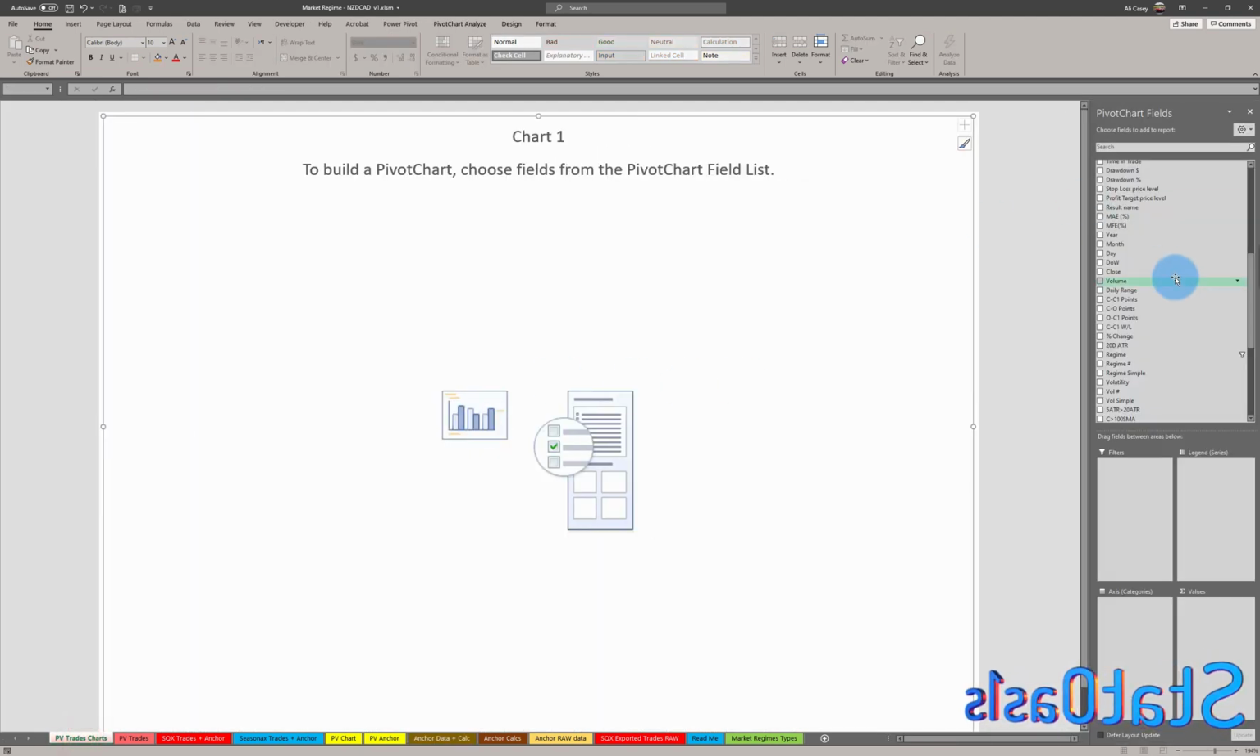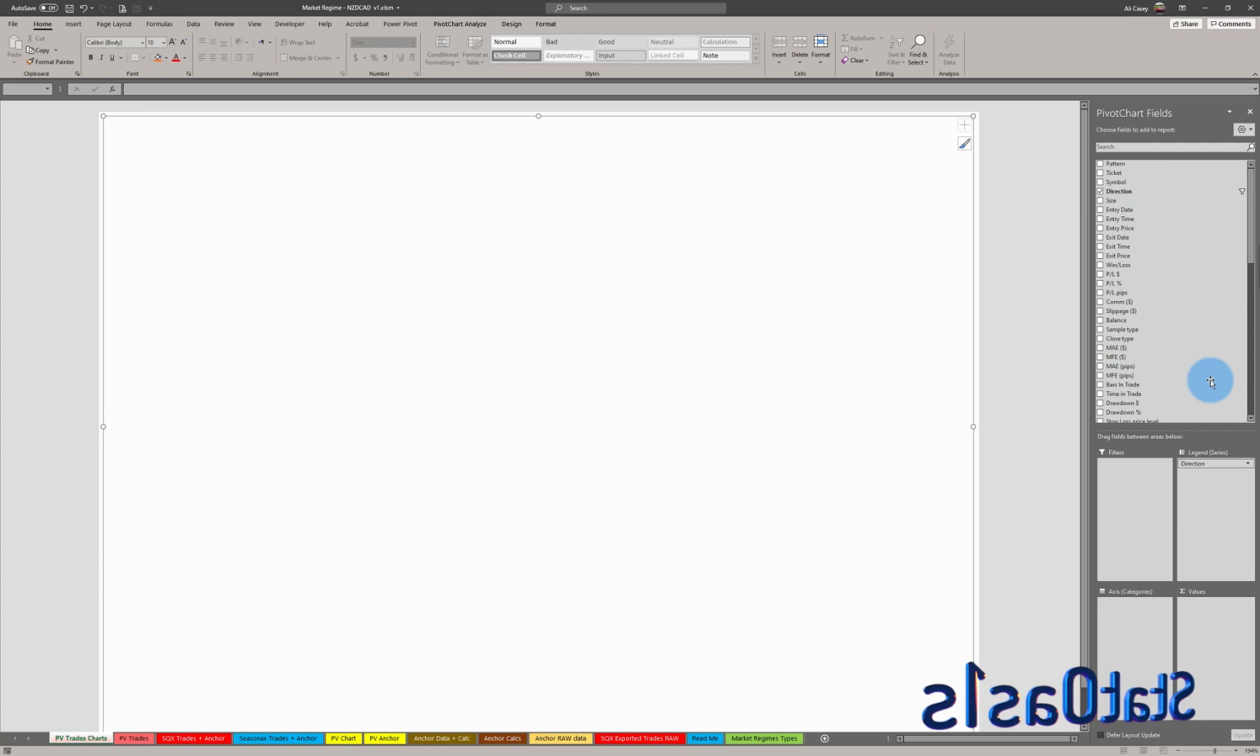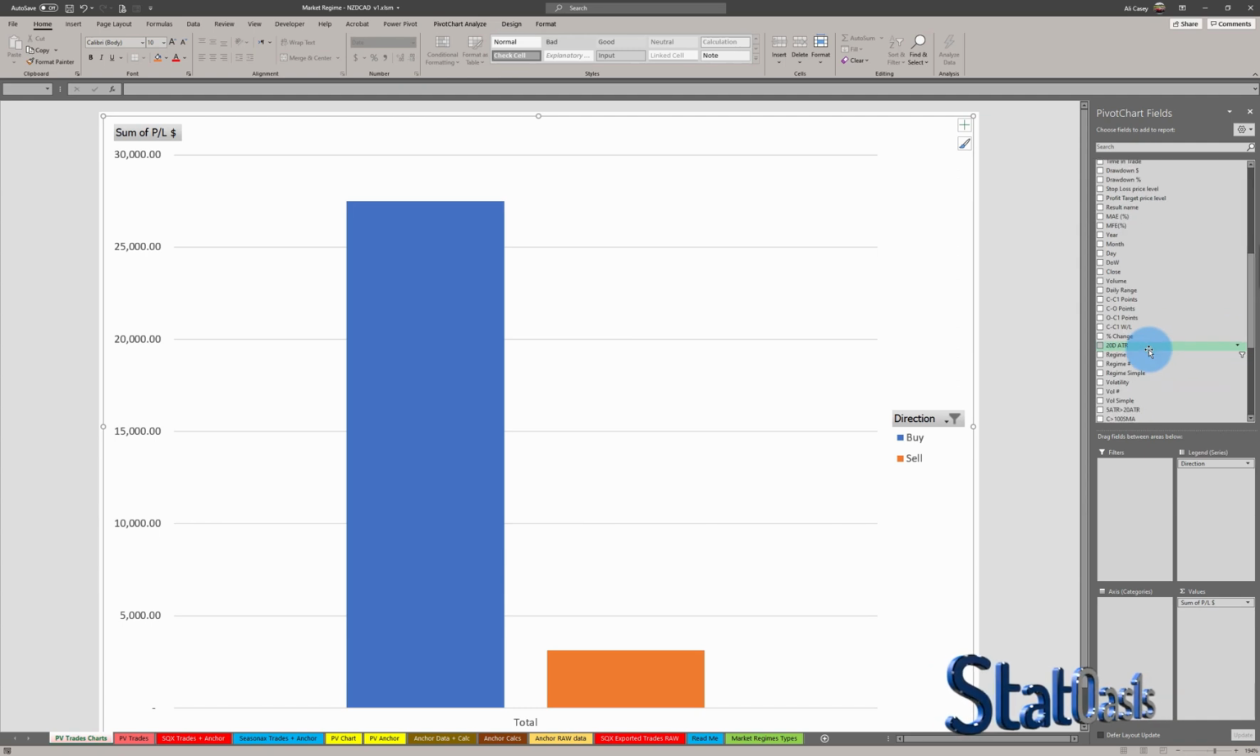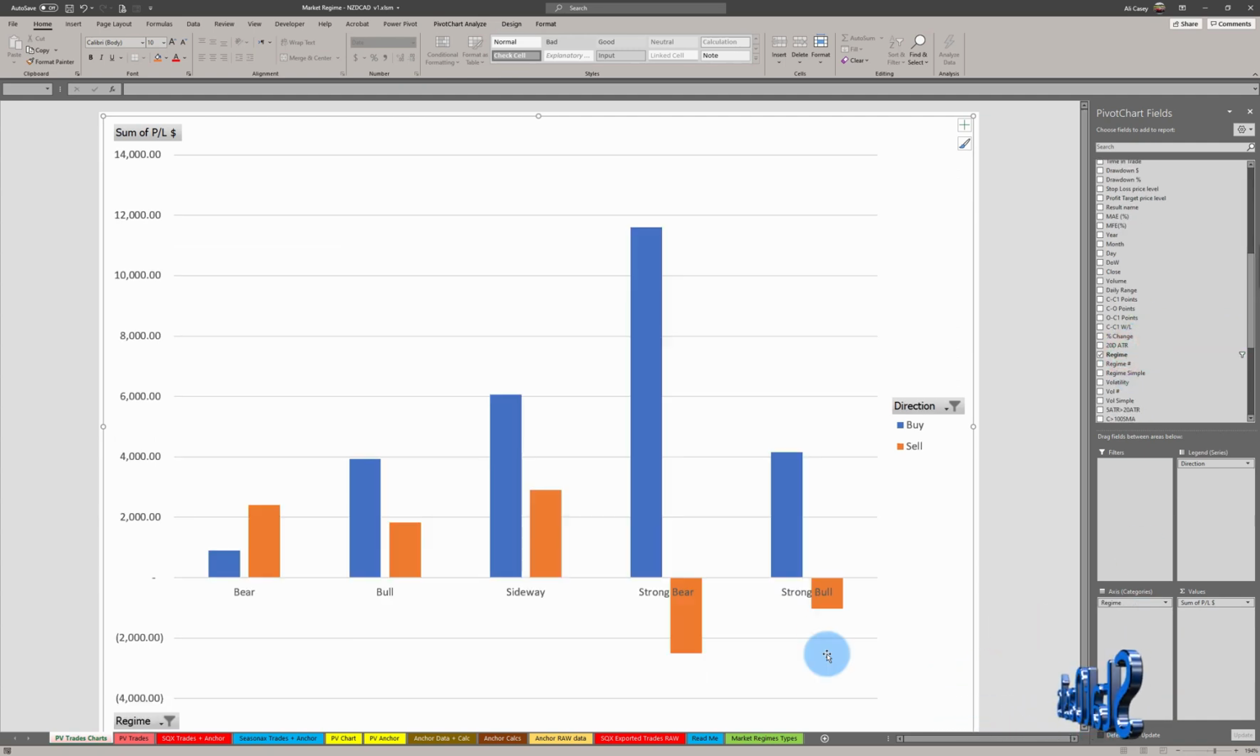And if we go here and let's start again with the direction, and let's see our P&L, and we know that we're making a little bit of money on the short side and a lot of money on the long side. But now if we bring in the market regime, the picture now is a lot clearer. So we know we don't make money in strong bear and strong bull on the short side, but we make money on all market regimes on the long side. So we cannot enhance the long side here based on market regime, but we definitely can enhance the short side.